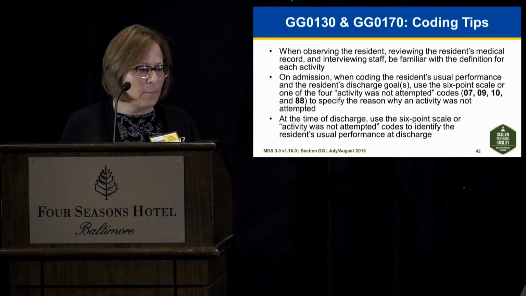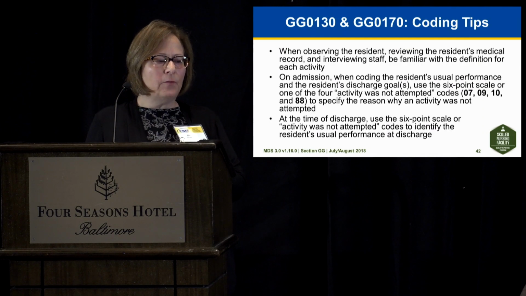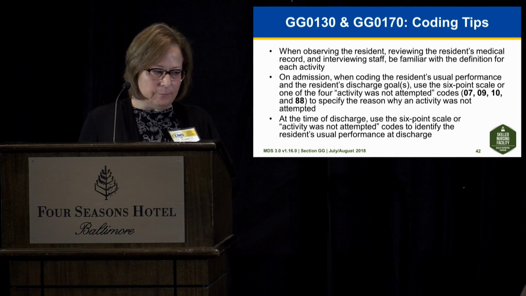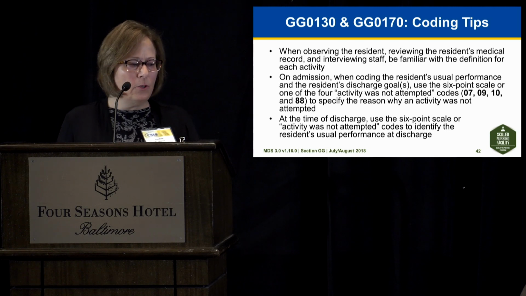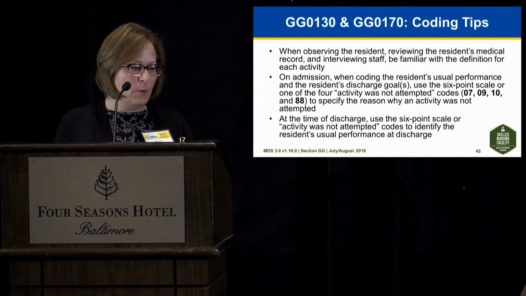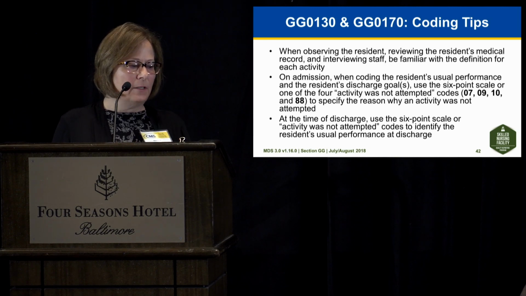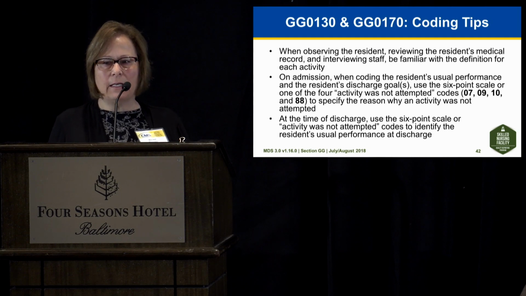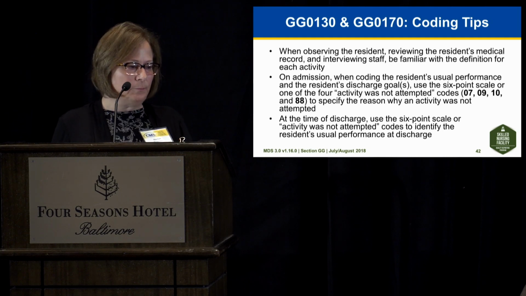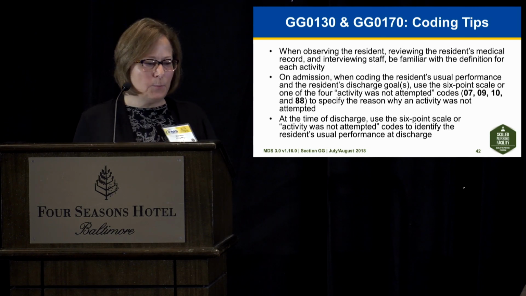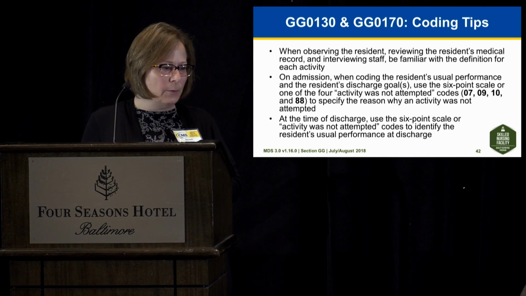So when observing the resident, you want to review the resident's medical record and interview staff and be familiar with the definitions of each activity. So on admission, when coding the usual performance and the resident's discharge goals, you also want to use a 6-point scale or one of the 4 activity not attempted codes to identify the reason that the activity was not attempted. At the time of discharge, you're going to use the same 6-point scale or activity not attempted codes.